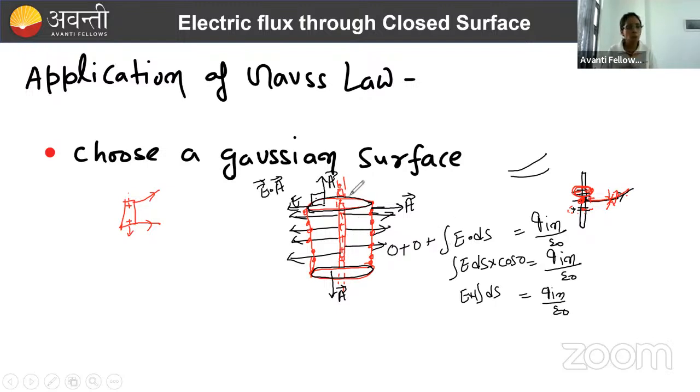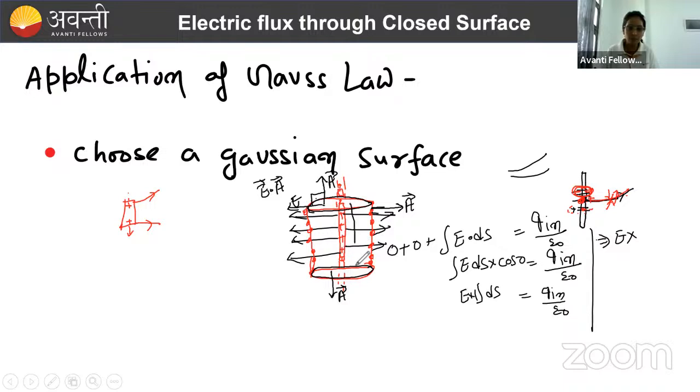So flux through this curved surface is this, and flux through the other two surfaces was what? 0. So total flux through this cylinder is what? 0 plus 0 plus this. And this will be equal to Q enclosed by epsilon naught. Now you can calculate it very easily, right? So E is constant, integration of ds means total area. So which area? The curved surface area we are talking about. So the curved surface area formula is what? 2 pi RH, where H is the height of the cylinder.